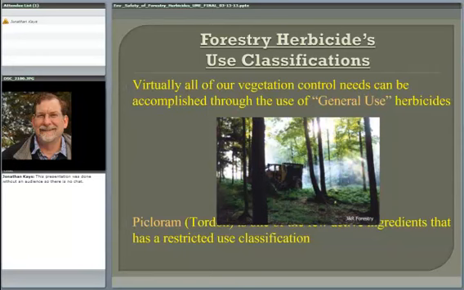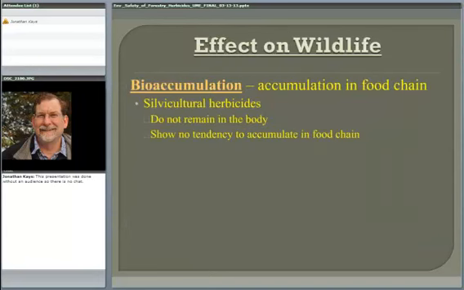And the reason for Tordon is because it's known to be toxic to non-target plants at very low concentrations, and primarily through root uptake, because it's pretty mobile in the soil. So that's the reason that there's a restricted use classification on that. Well, the one other thing that people are concerned about is the effect on wildlife, and this idea of bioaccumulation.